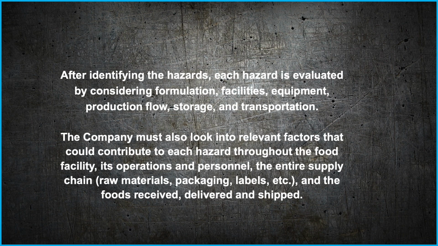After identifying the hazards, each hazard is evaluated by considering formulation, facilities, equipment, production flow, storage, and transportation. The company must also look into relevant factors that could contribute to each hazard throughout the food facility, its operations and personnel, the entire supply chain, raw materials, packaging, labels, etc., and the foods received, delivered and shipped.